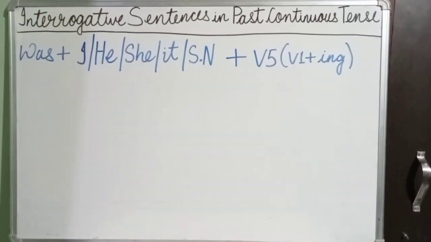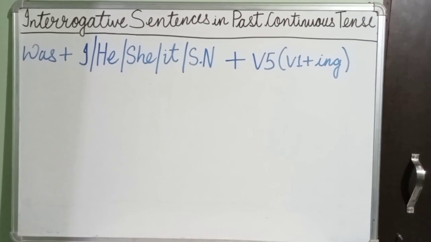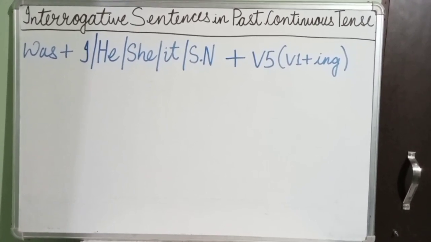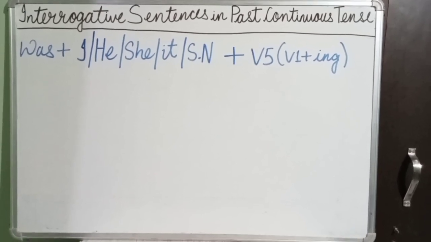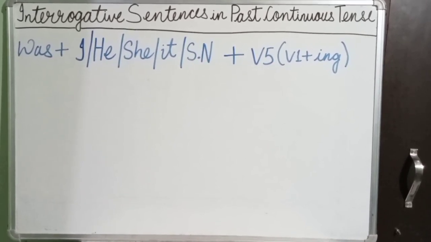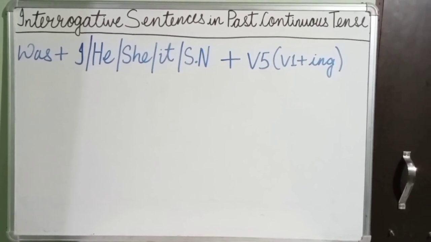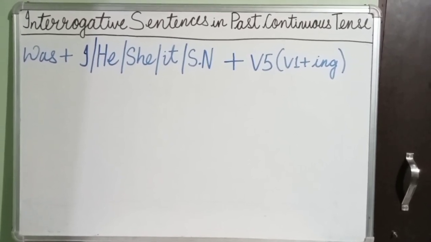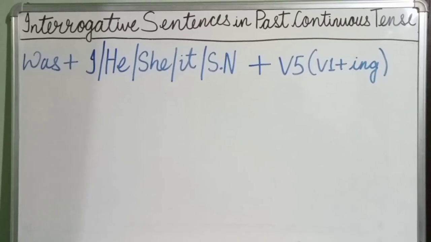Now, rules for making interrogative sentences in past continuous tense. Here, with the singular subjects I, he, she, it, or single noun, we have to add was before these subjects and the fifth form of the verb afterwards. Let us see some examples.